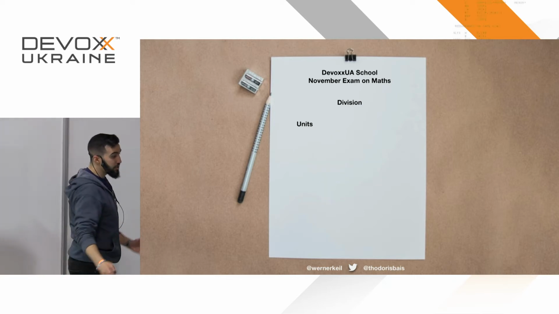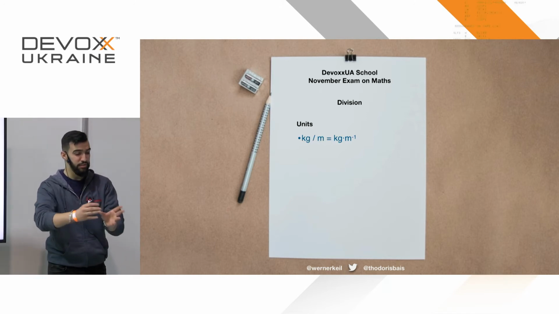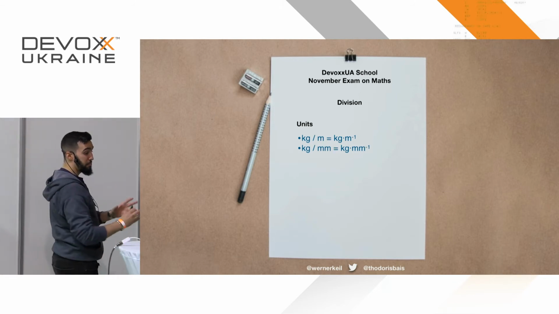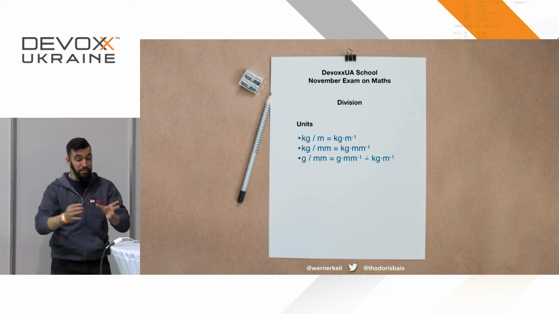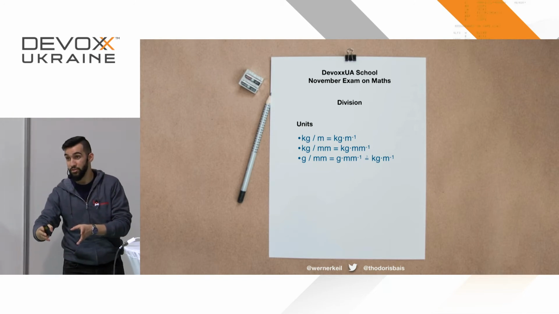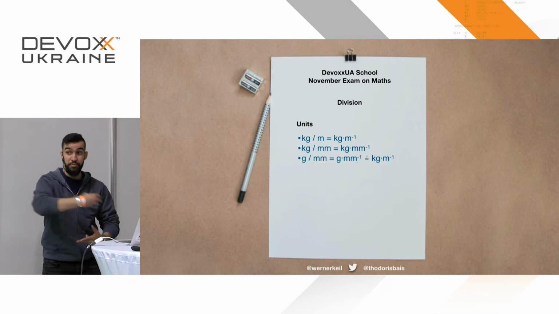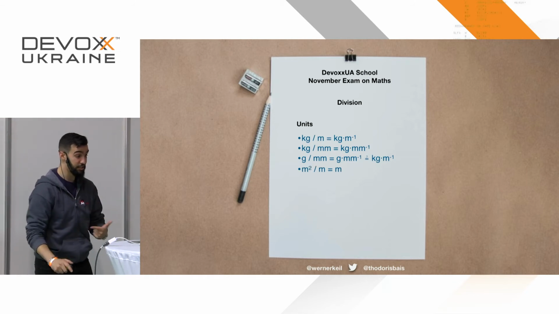Division, the same one, more or less. Kilogram divided by meters equals kilogram per meters. Kilogram divided by millimeters equals kilogram per millimeters. Gram divided by millimeters equals gram per millimeters. Should you leave it like that, or should you better convert it to kilograms per meters? Think about it when you're about to see something like that.